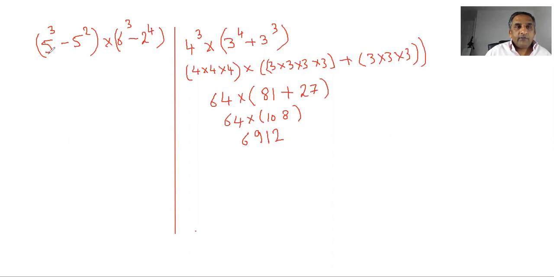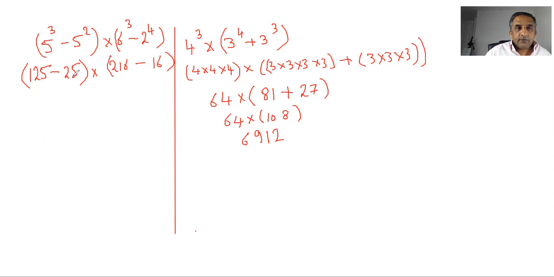Okay, 5 power 3 means 5 times 5 times 5. We know that 5 times 5 is 25. 25 times 5 is 125. 5 power 2 means 5 times 5, which is 25. So we write this one inside the bracket and then times 6 power 3. 6 power 3 means 6 times 6 times 6. 6 times 6 is 36. And when we multiply 36 with 6, we get 216. Minus 2 power 4. 2 power 4 means 2 times 2 times 2 times 2, 4 times. So 2 times 2 is 4, 4 times 2 is 8, 8 times 2 is 16.